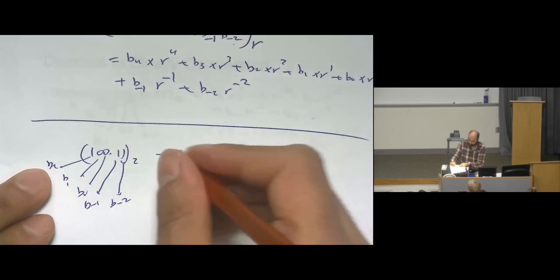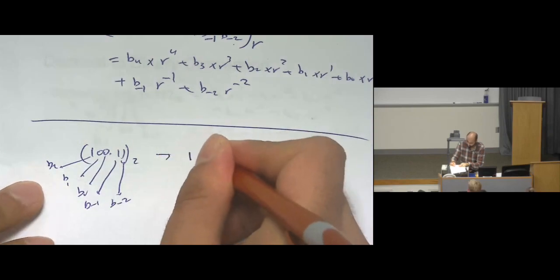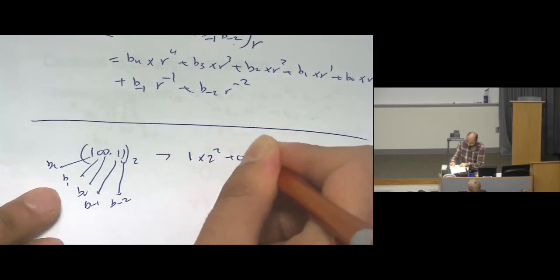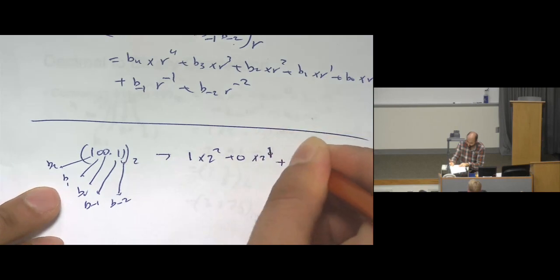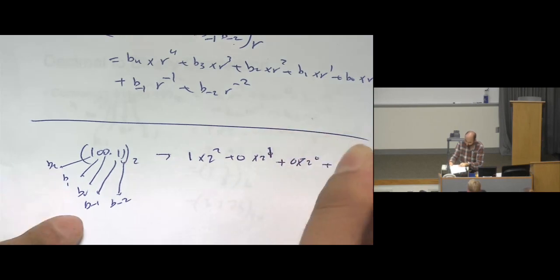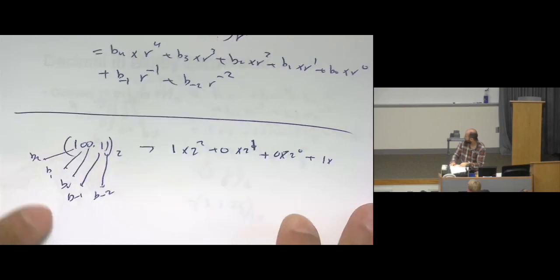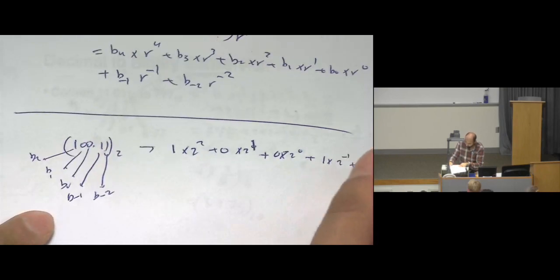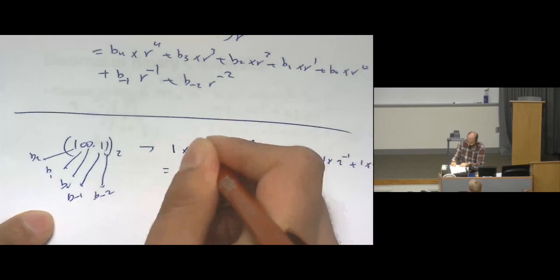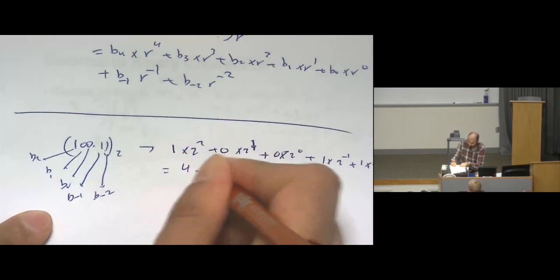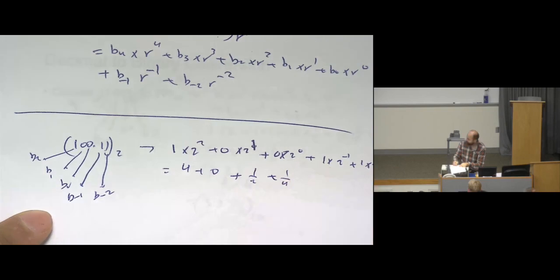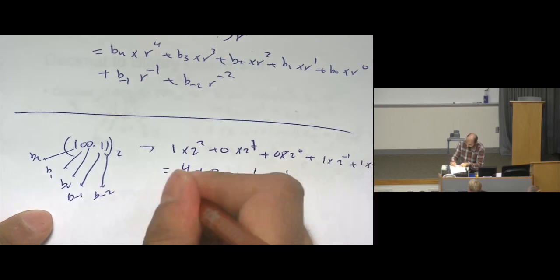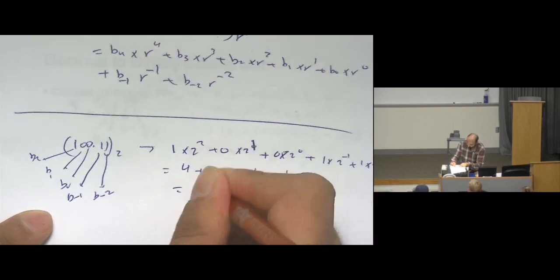You can just substitute it directly by saying 1 times 2 power 2, plus 1 times 2 power 1, plus 0 times 2 power 0, plus 1 times 2 power negative 1, plus 1 times 2 power negative 2. As a result, 2 power 2 is 4, so it's going to be 4 plus 2 plus 1/2 plus 1/4. So then it's going to be 4.75.